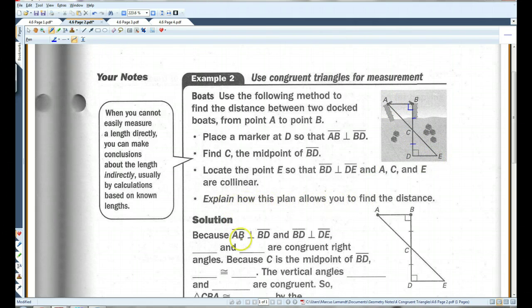Okay, because AB is perpendicular to BD and BD is perpendicular to DE, angle B and angle D are congruent right angles because all right angles are congruent. Because C is the midpoint of BD, BC is congruent to DC. Whoops.